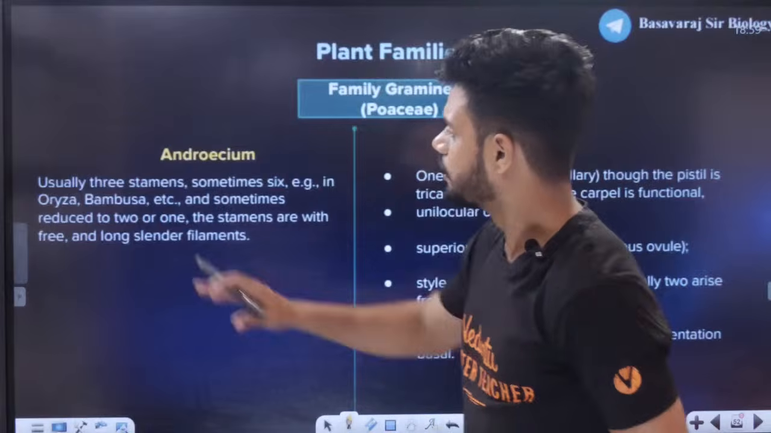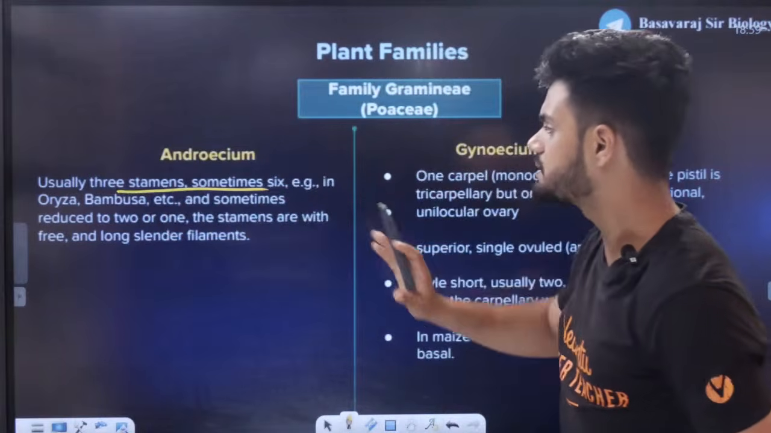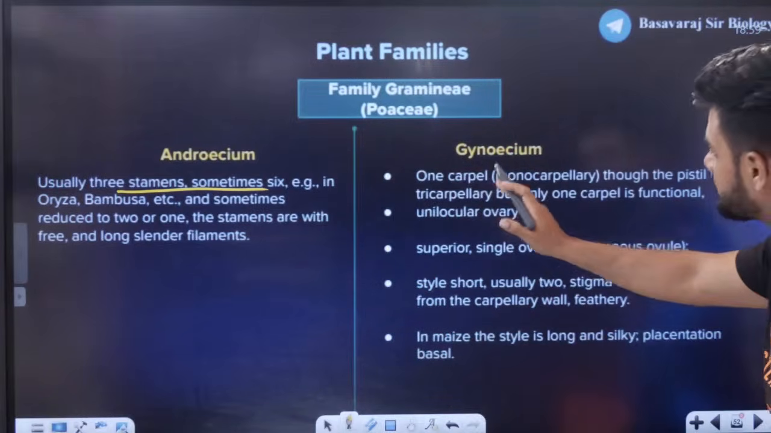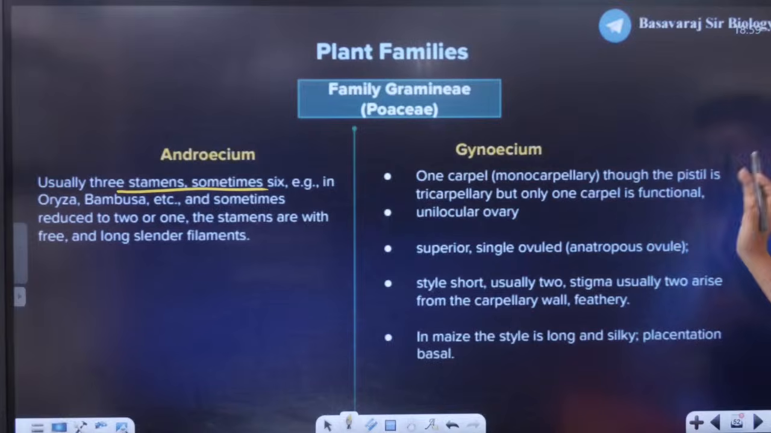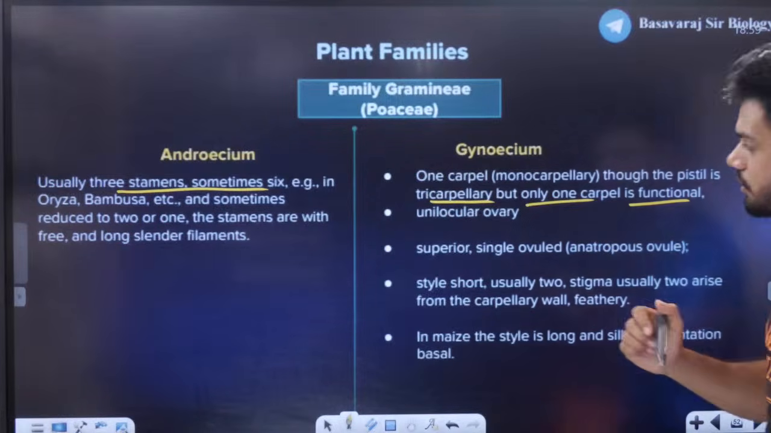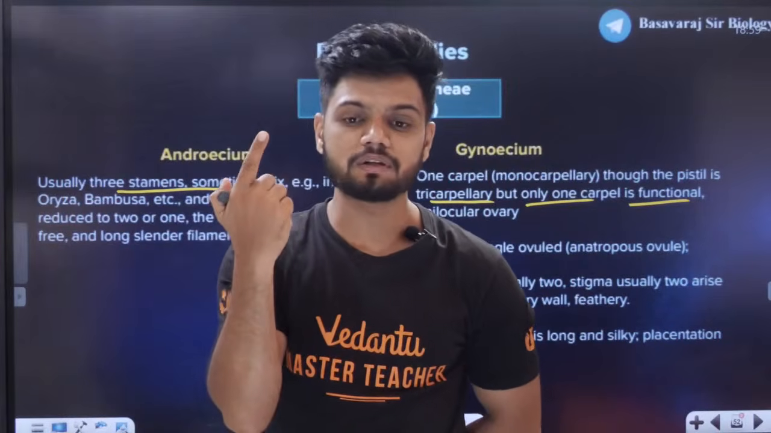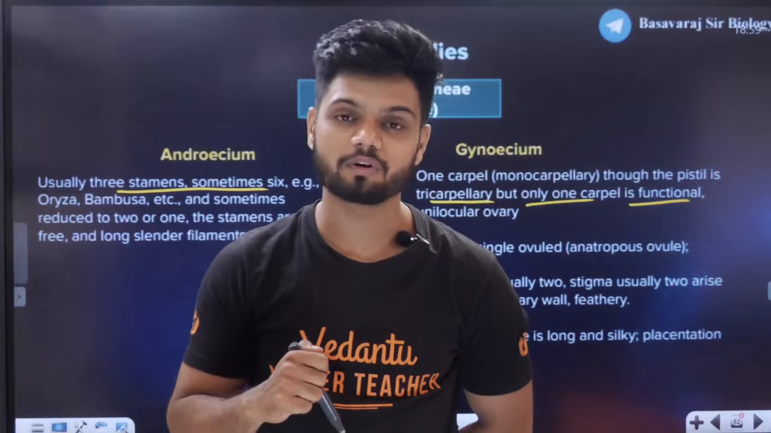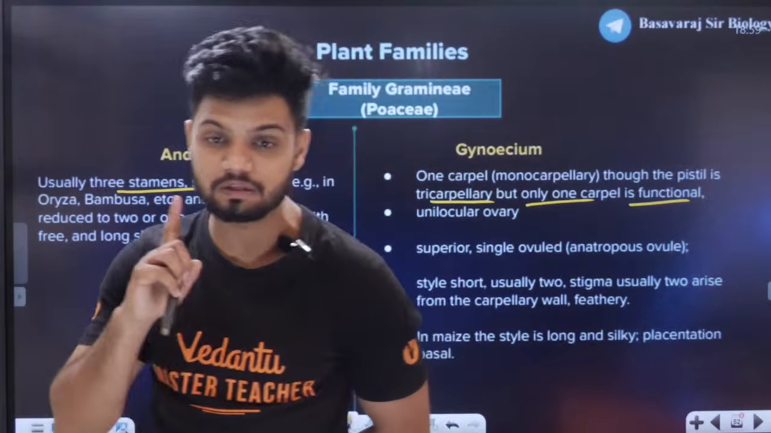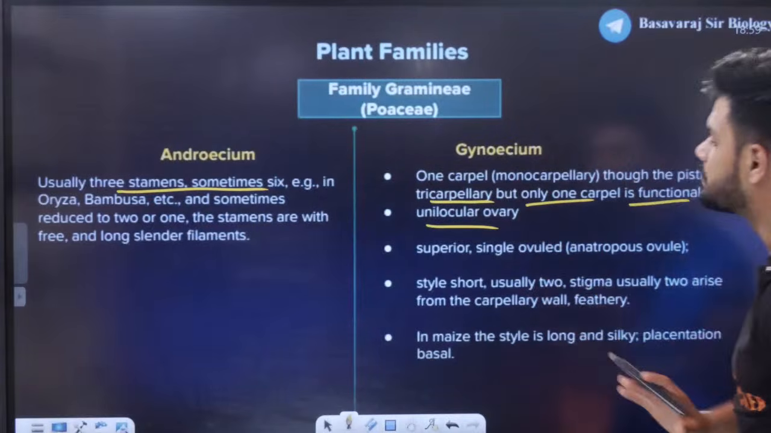Okay. Usually 3 stamens, usually 3 to 6 stamens can be seen here. Gynoecium, monocarpellary. So the pistil is tricarpellary, but only 1 carpel is functional. There can be tricarpellary, but only 1 will be functional there. Remaining 2 will be non-functional. So unilocular, monocarpellary.